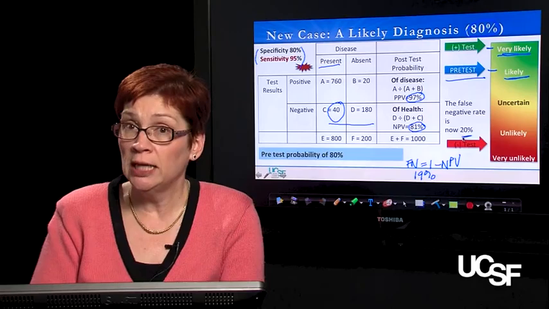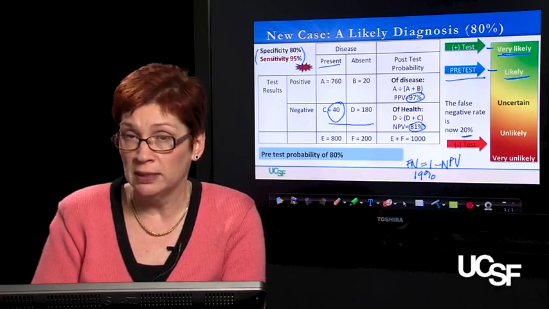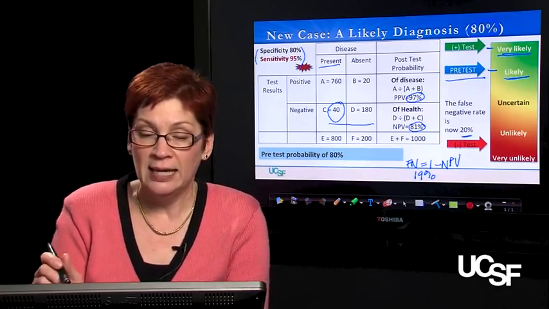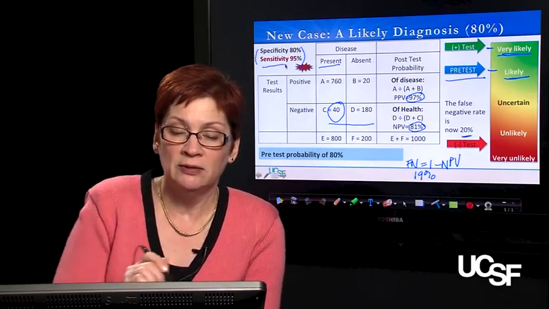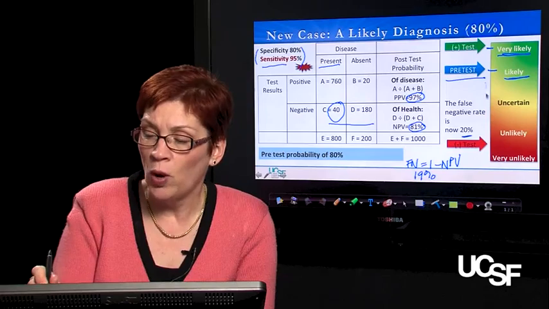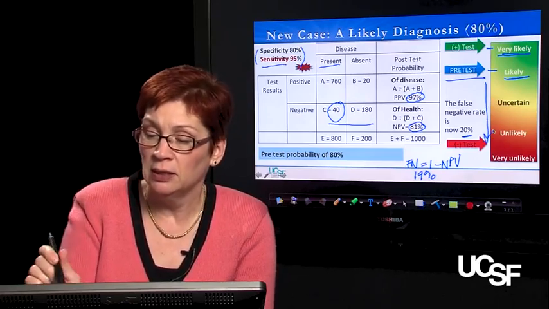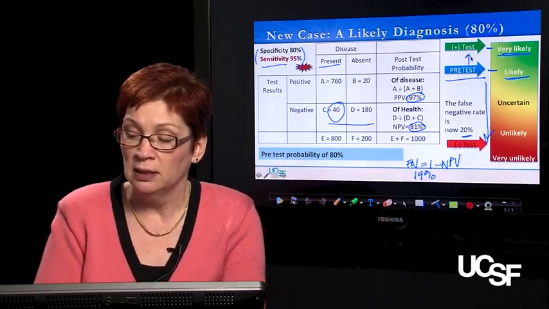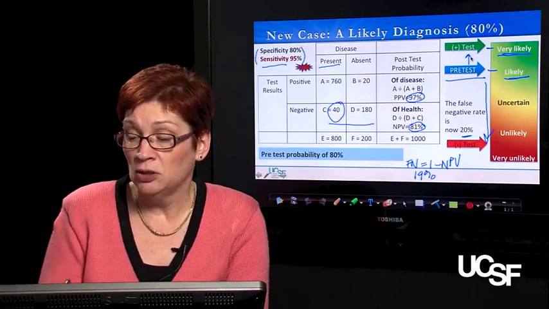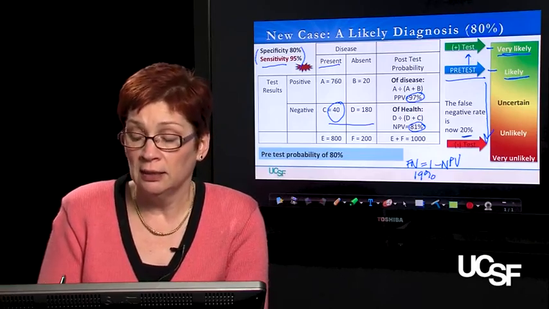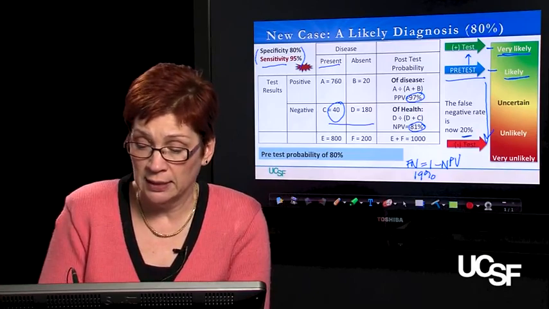So again, if you look at the impact of movement on the test results, a negative test, because it's a very sensitive test, moved us way down. There was a much bigger delta between the pretest and the negative test than there was between the pretest and a positive test. So it moved us from likely to between unlikely and very unlikely. So that was a really helpful test, I think, for us.